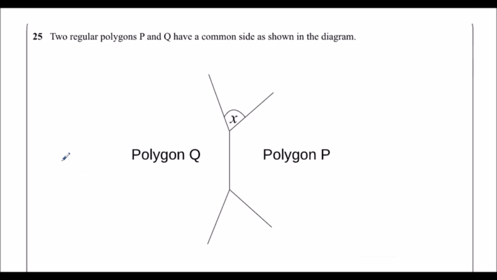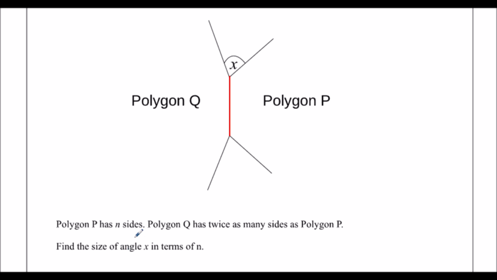Question 25. Two regular polygons P and Q have a common side, which is this one here, as shown in the diagram. Polygon P has n sides. Polygon Q has twice as many sides as P. So if P's got n sides, Q has got 2n sides. Find the size of angle X in terms of n.